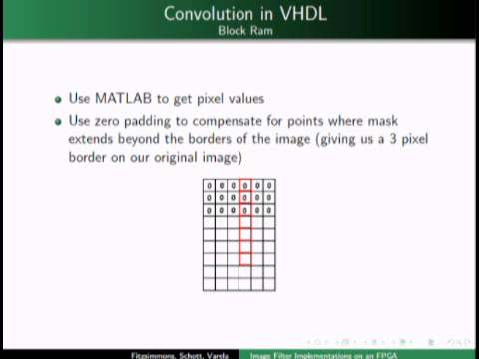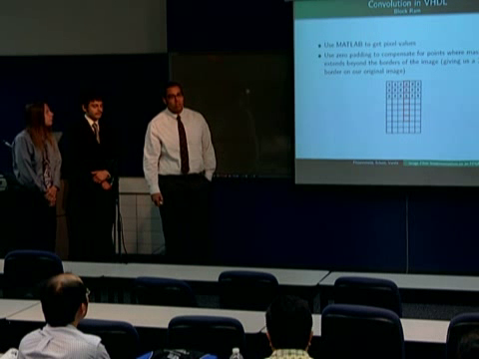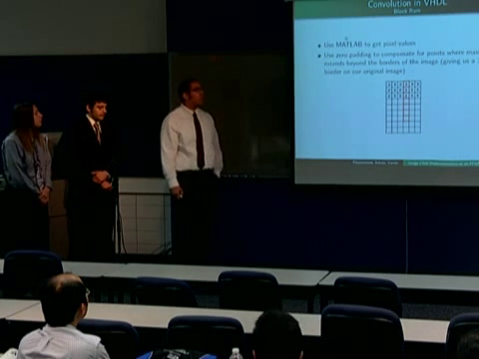I'm going to discuss convolution in VHDL. Basically what you do to convolve an image, you use MATLAB to get your pixel values. You read your image into MATLAB and then you zero pad it.